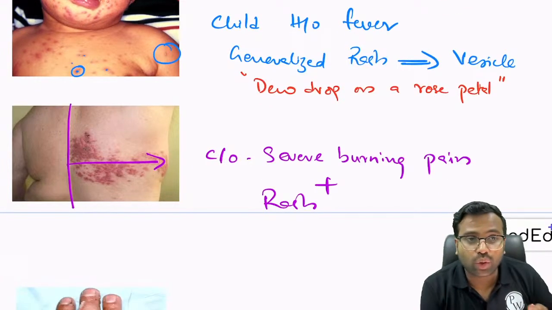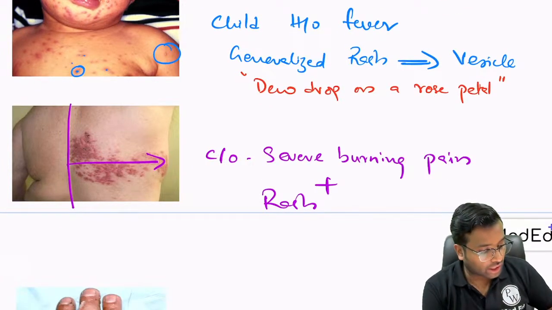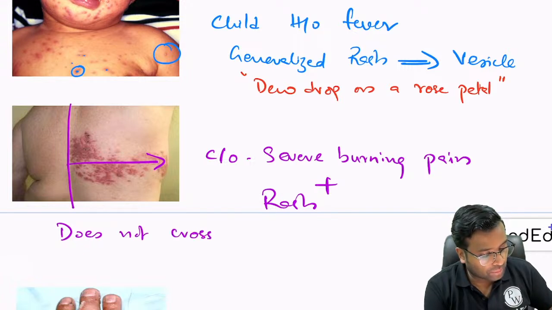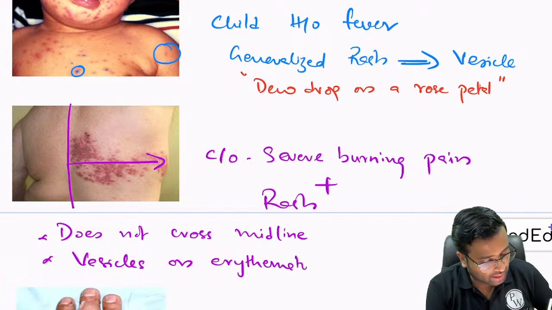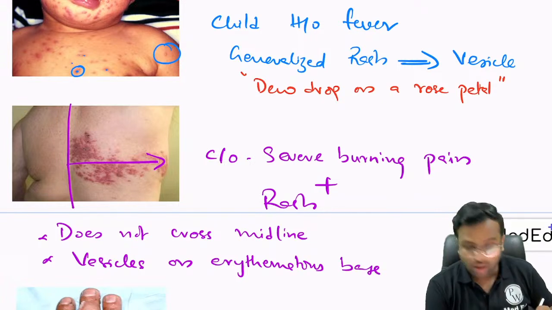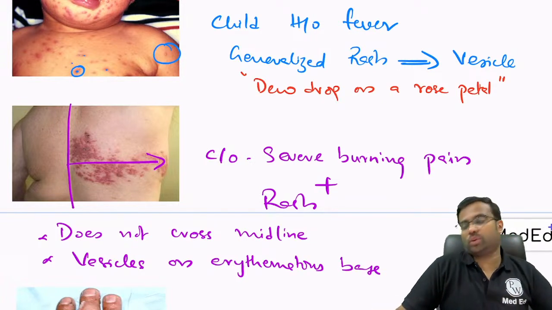So what is the rash looking like? The rash does not cross the midline, and this rash is having a lot of vesicles on an erythematous base. Now tell me, what is the diagnosis?